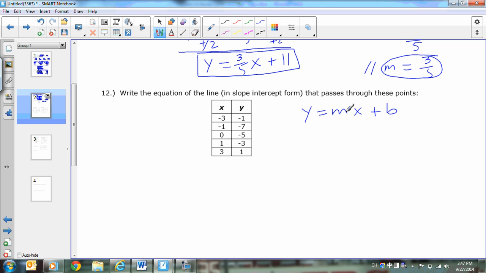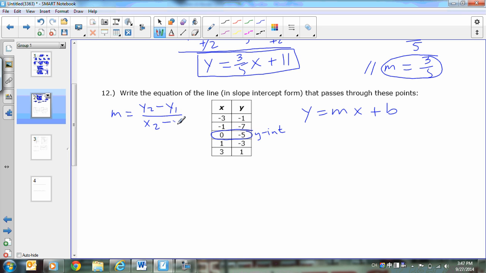Well, if you take a look at our table of data right here, take a look at this point right here. X value of 0, y value of negative 5, isn't that our y-intercept? The y-intercept is the y value when x is equal to 0. So therefore, we already have our b. We have part of what we need. The only other thing we need is the slope. So let's take any 2 points. Let's just pick these first 2 points and use the slope formula. Just a quick reminder, to find slope, we take the difference in y's over the difference in x's.